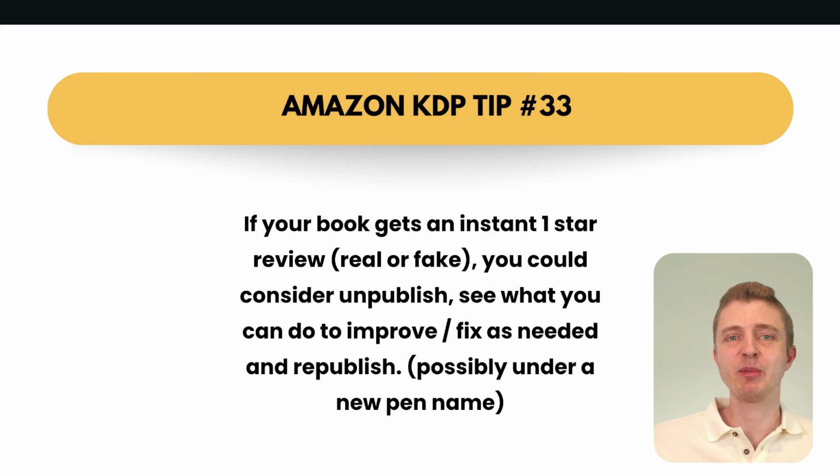Amazon KDP tip number 33 is that if you get a 1-star review for a brand new book that you just launched on Amazon, consider unpublishing it and starting fresh. Sometimes your competitors can leave a 1-star review trying to attack you and stop you from doing well. Or sometimes maybe you made a mistake in your book that should have been corrected that you missed while doing quality control checks. Or sometimes the print quality of the book is really bad, which is obviously out of your own control, but people will still leave a 1-star review.